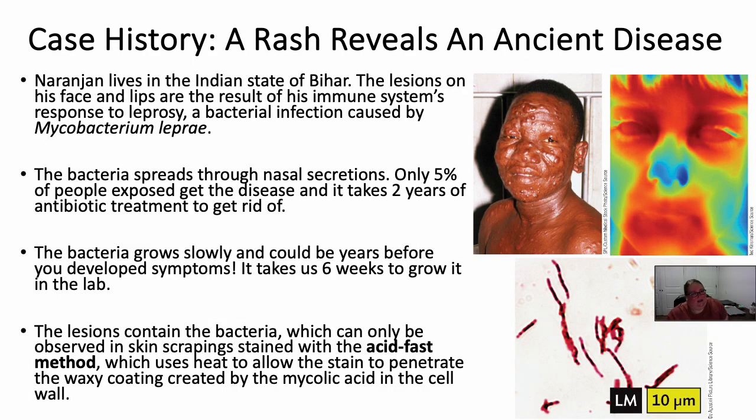So the last thing we're going to talk about is a case history called A Rash Reveals an Ancient Disease. So we have Naranjan, and he lives in India, and specifically he lives in Bihar. Now, one day, Naranjan started to develop lesions on his face and lips. Okay, so these lesions are these little pockets of fluid right here. Okay, so these lesions are very indicative of leprosy.